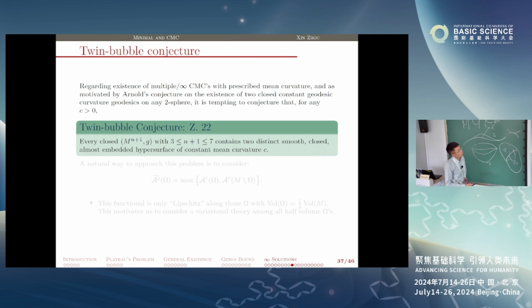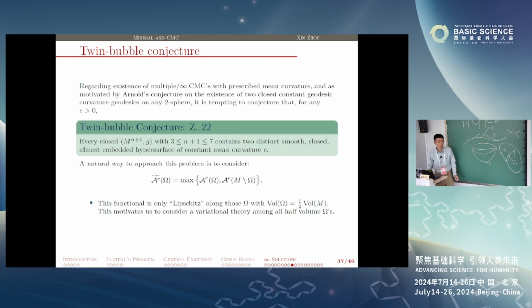Regarding the existence of more than one CMC with prescribed mean curvature, there was a conjecture by Arnold. Indeed, Arnold conjectured that on S2 with an arbitrary metric, there should exist at least two closed curves with constant geodesic curvature. So one dimension higher, it's tempting to conjecture that in these dimensions, there should exist at least two distinct, smooth, closed, almost embedded hypersurfaces of constant mean curvature c. I call this the twin bubble conjecture. I think it's very natural to us.